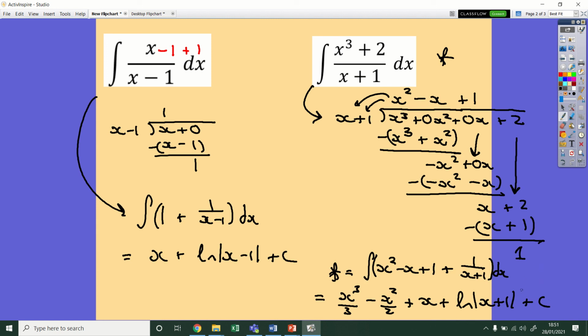Okay, fantastic. So that's pretty much all that's left for that part of the chapter in terms of polynomials and rational functions. I'm going to attach some practice today for you to get on with, and hopefully you're going to get on all right with it.